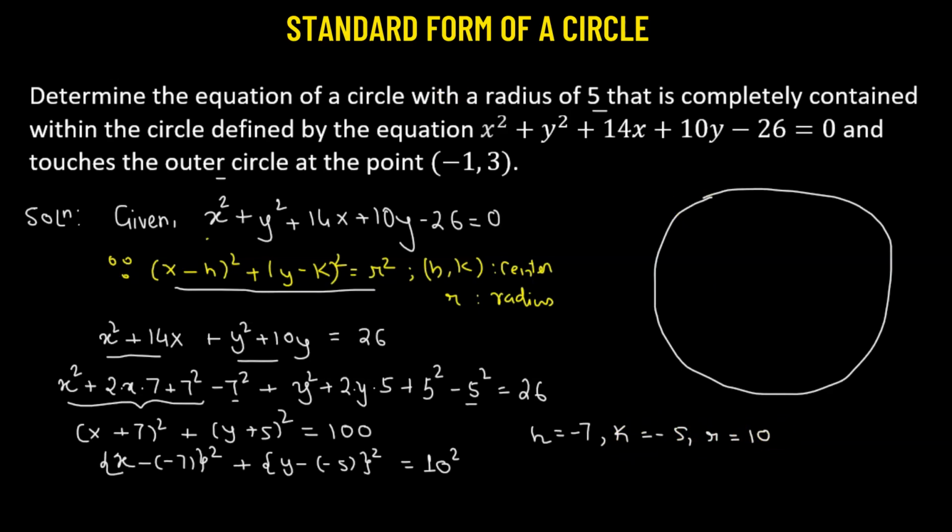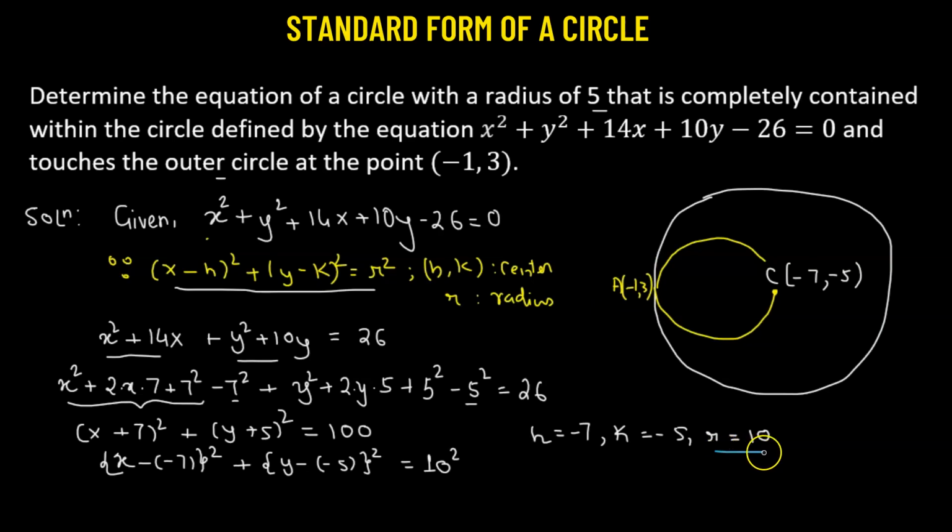So that means now we have information regarding the center of the circle. So the center, let's call it C, has coordinates (-7, -5). Then we also have the radius, which comes out to be 10. Now coming to the problem, we have to determine this circle with a radius of 5 units. So we will let the circle touch the bigger circle at the point, let's call it A, and its coordinate is given as (-1, 3).